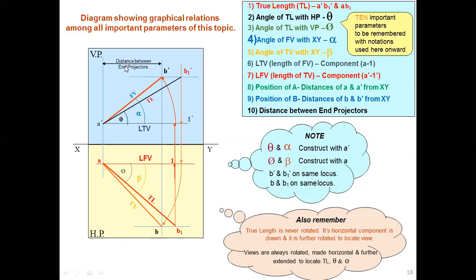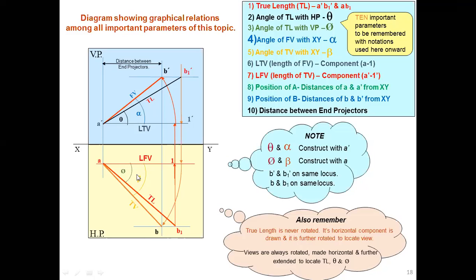Either the distance between end projectors. See, the distance between end projectors means A to B. This blue line is there, no? This distance is called the distance between end projectors. Front view apparent length is the red line. This one is top view apparent length, AB. This red color is the true length, A, B1, A dash, B1 dash. This is the true length. Here TL means true length.